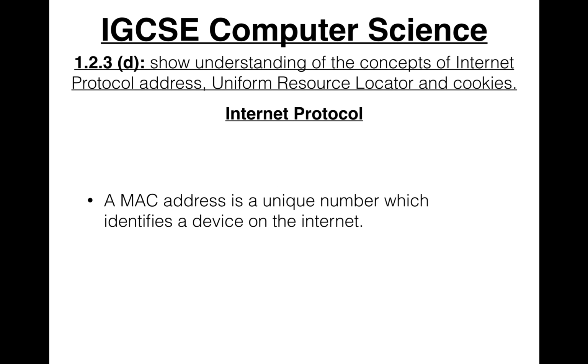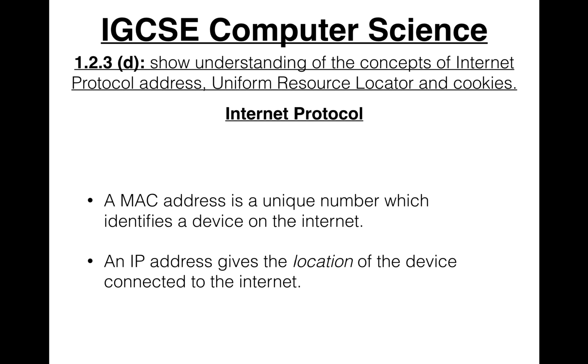A MAC address is a unique number which identifies a device on the internet, but an IP address gives the location of the device connected to the internet. So that is the difference between a MAC and an IP address.